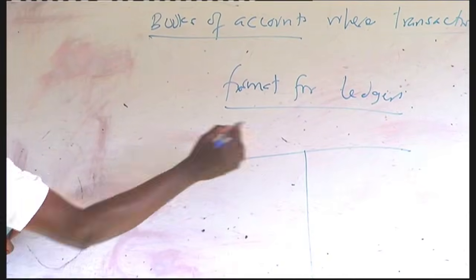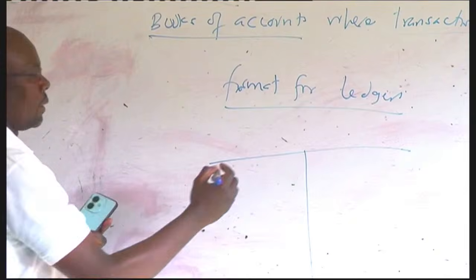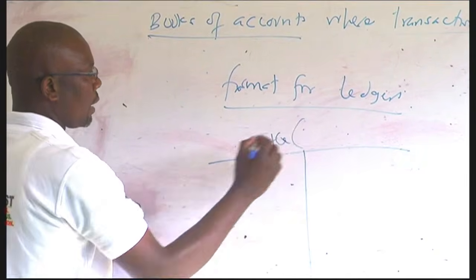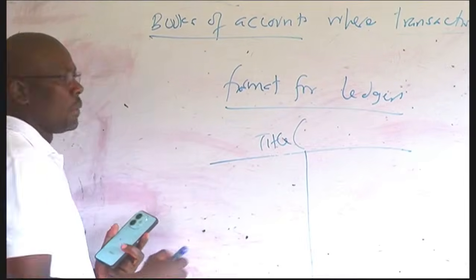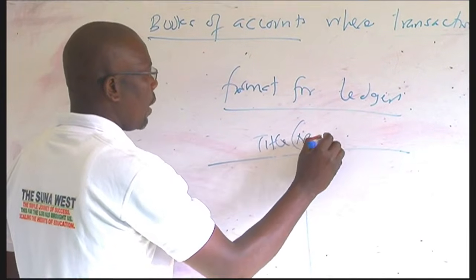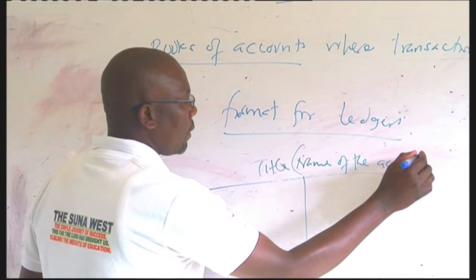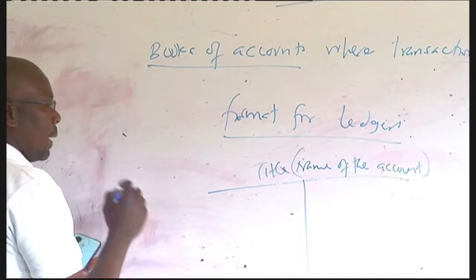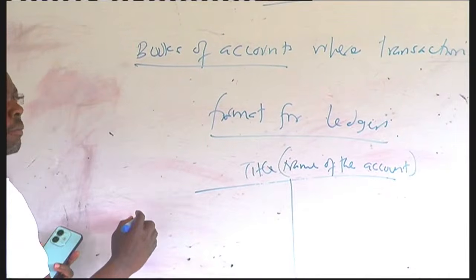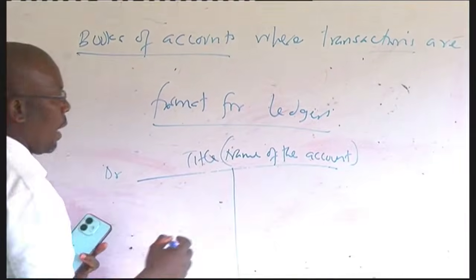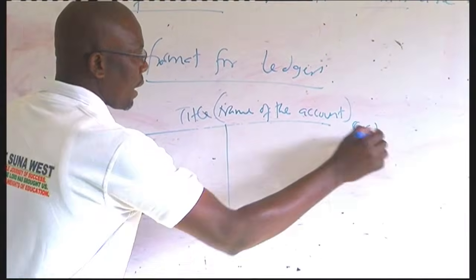So at the top here, we will have the title. Title here is just the name of the item, name of the account. And to the left, we have the debit side, and to the right, we have the credit side.